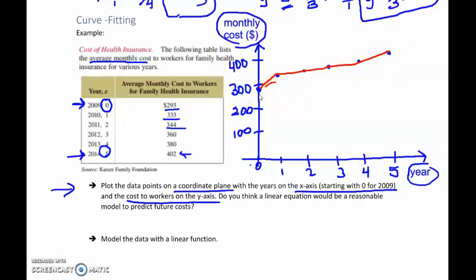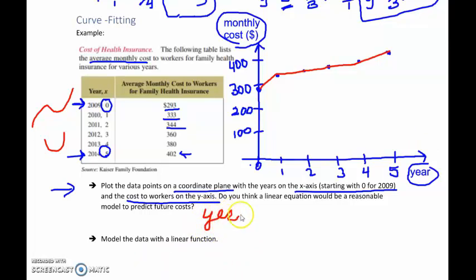If when you connected the dots, you got just a really funny shape, maybe it looks kind of like an N or a parabola or something, you would answer no. But I would say in general, it looks like this is kind of a linear movement that we see as we go from year 0 to year 5. So the answer there, I would say, is yes.